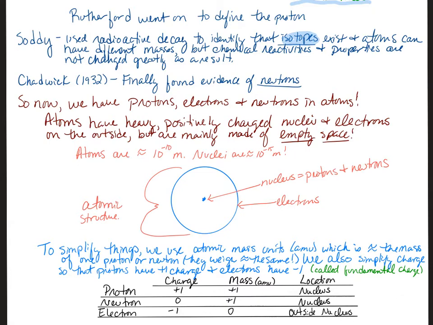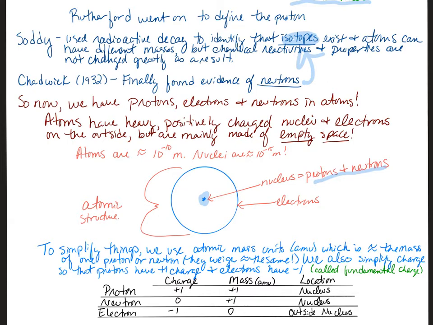In 1932, Chadwick finally found evidence of the neutrons. We didn't really know that they existed, we thought they did. So now we have protons, electrons, and neutrons, and we understand that at the center of an atom you have a nucleus, and that's where your protons and neutrons exist. Electrons circle that nucleus center, so they're the ones on the outside.